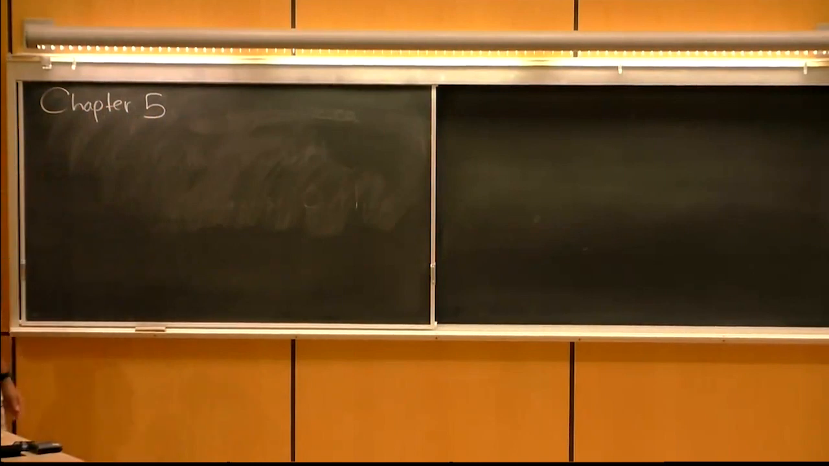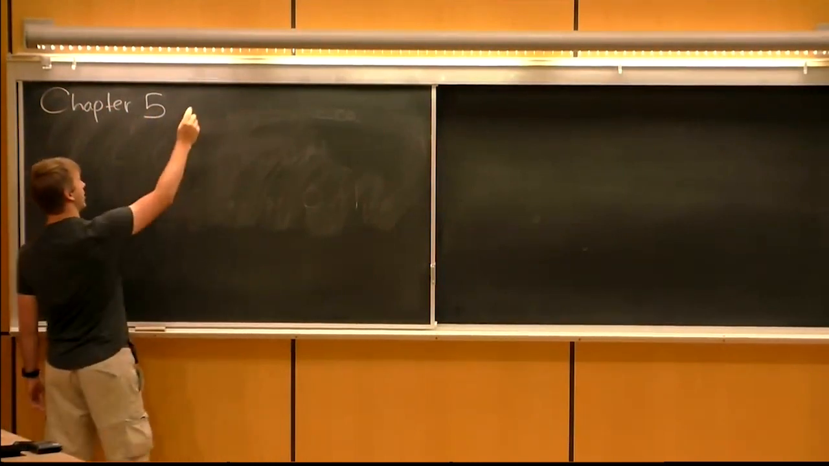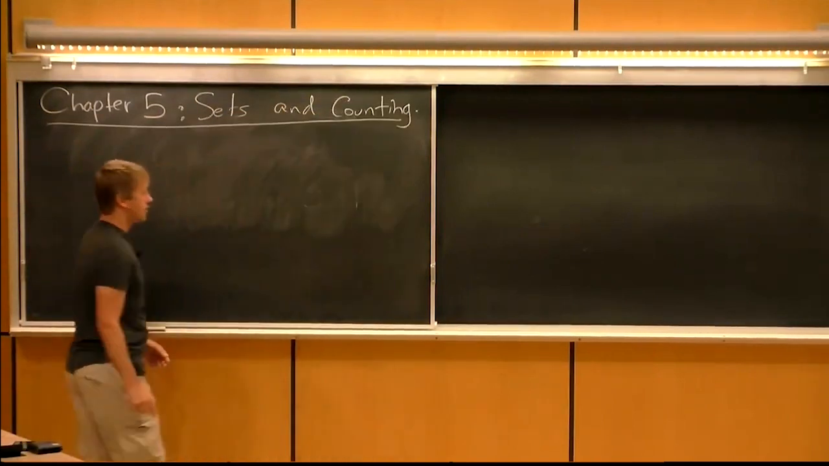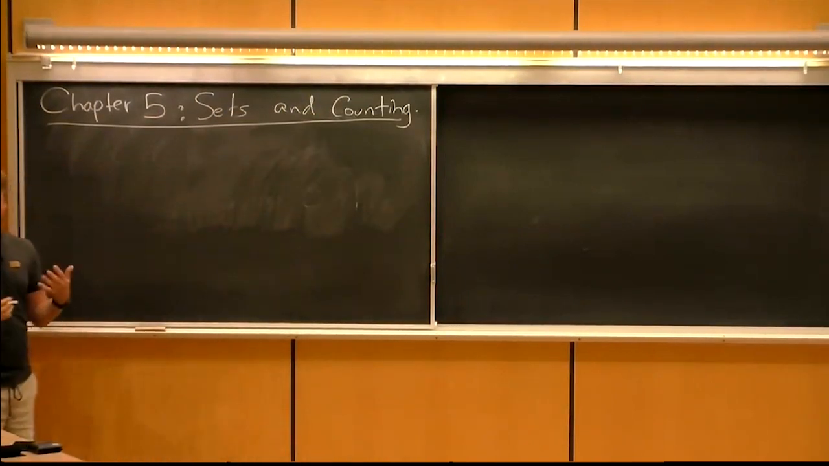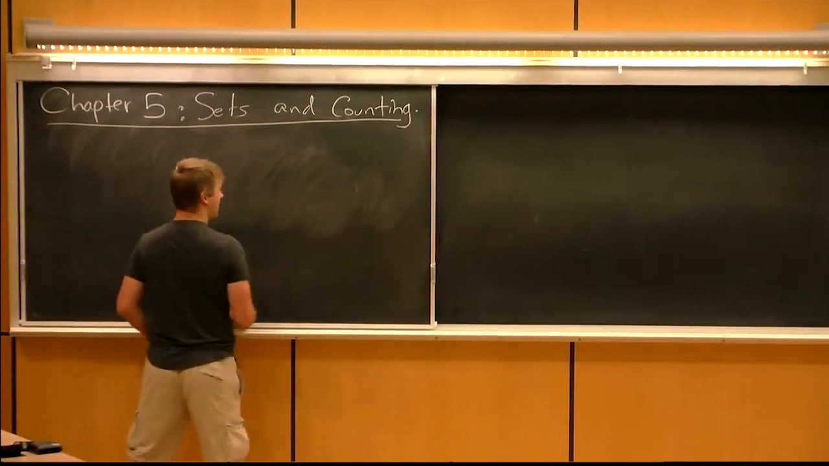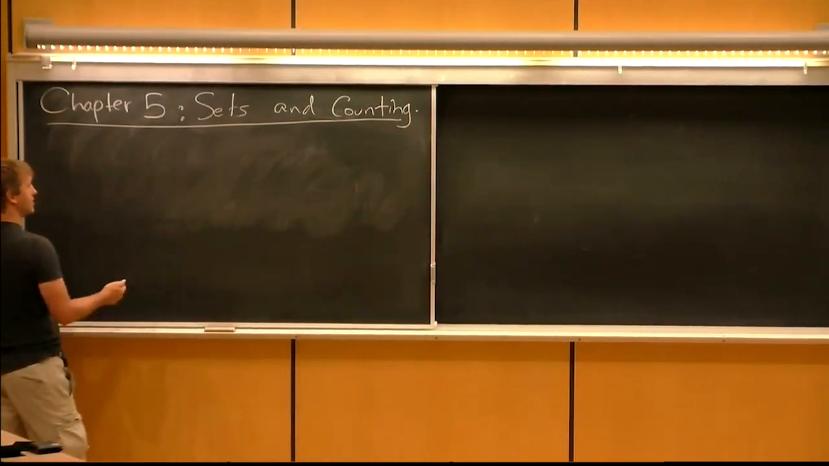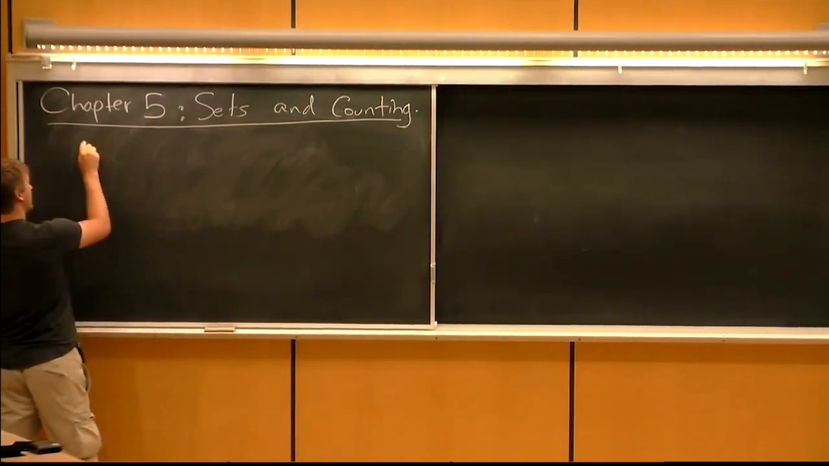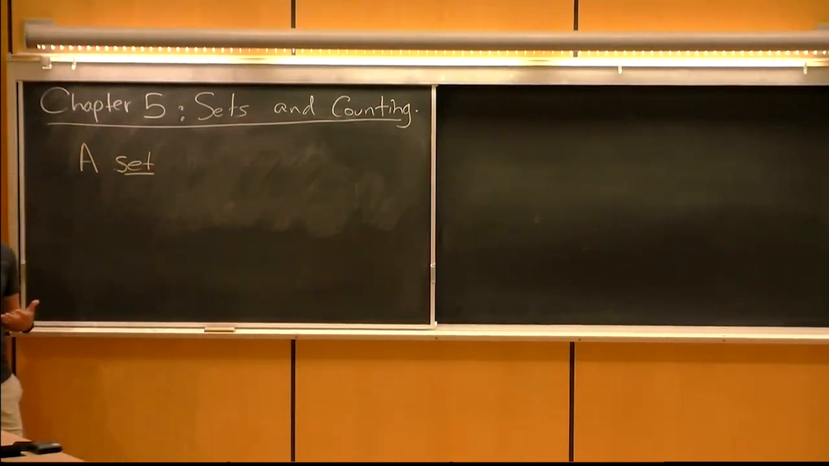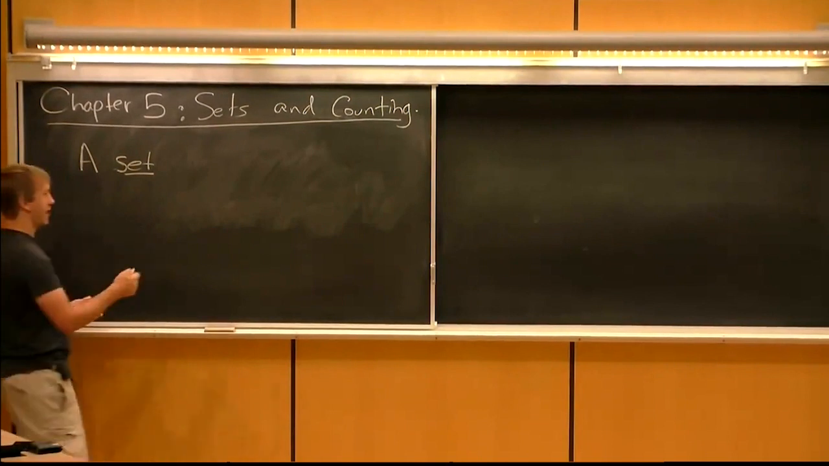We're starting with chapter 5 in the textbook, which is on sets and counting. So basically we're going to have to start with a bunch of definitions to really get ourselves on the same page, and then we can start really doing some stuff. So first of all, a set. Well, a set is just a collection of objects, okay?